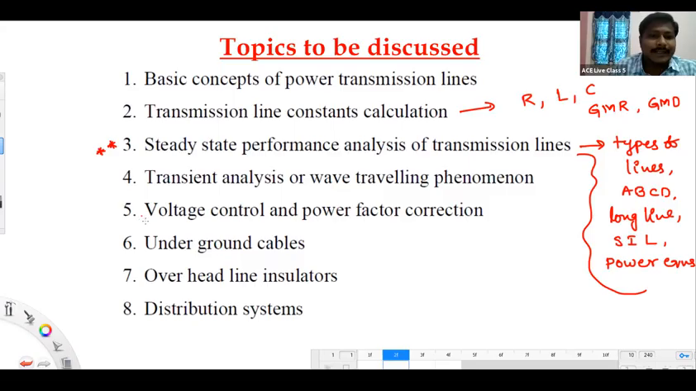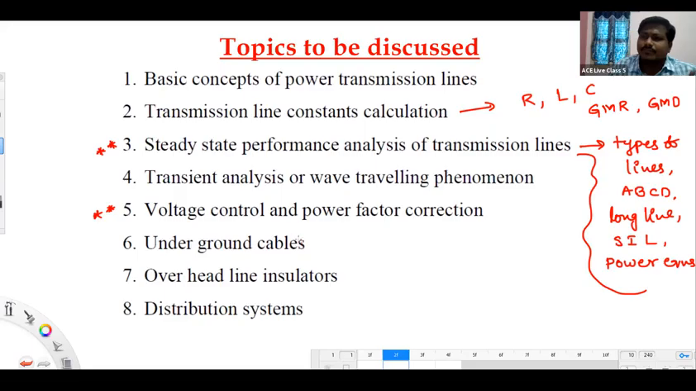Next one is voltage control and power factor correction. It is also one of the very important areas from where we will be getting questions in the GATE examination. Particularly, I can say power factor correction. To improve the power factor, what is the rating of compensation to be added? Or if you remove the compensation, what will happen to the power factor? And voltage control, shunt reactor bank rating, shunt capacitor bank rating, such type of problems we used to get in the GATE examination.